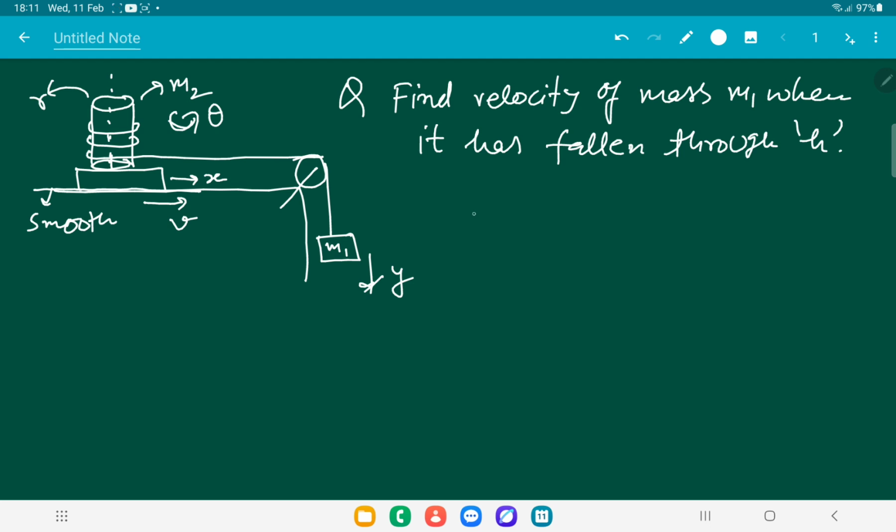So we can write here y is equal to the distance moved by the stand which is x plus the rope which is unfolding or unwrapping from the cylinder. So because the cylinder has moved through an angle theta, it should be r theta.